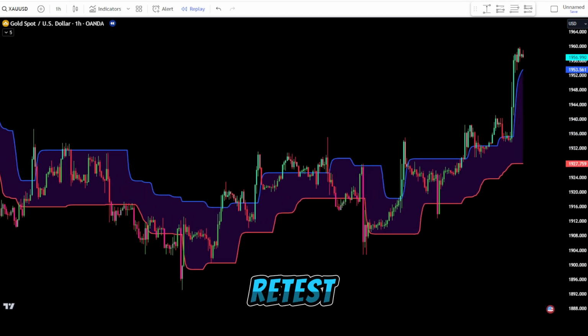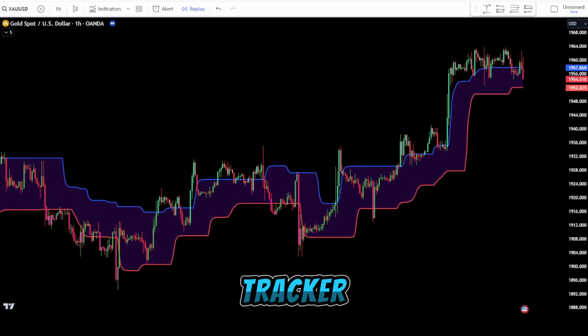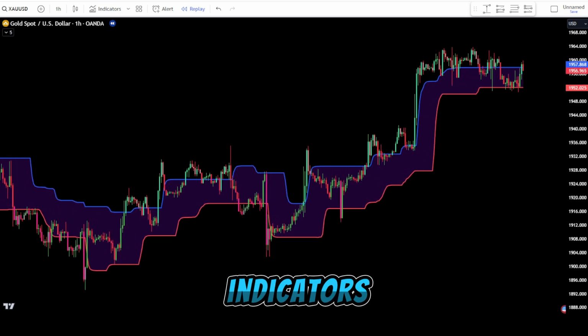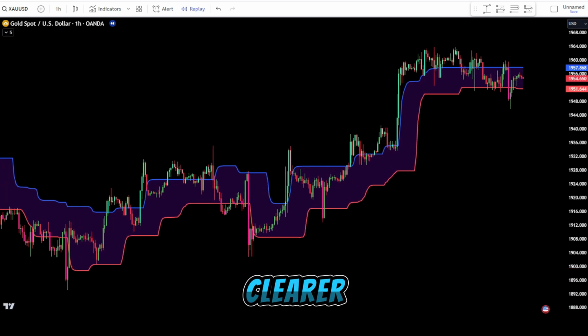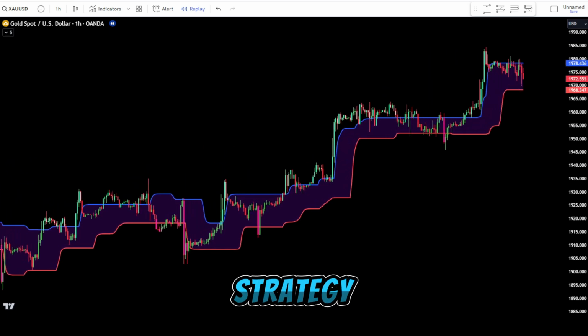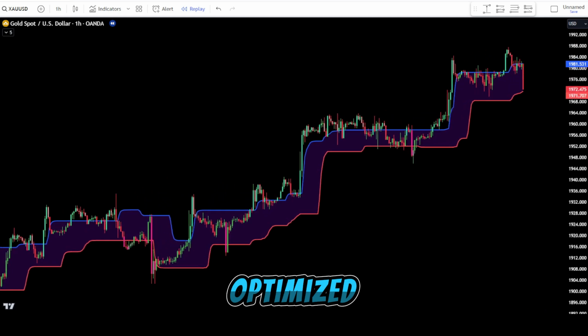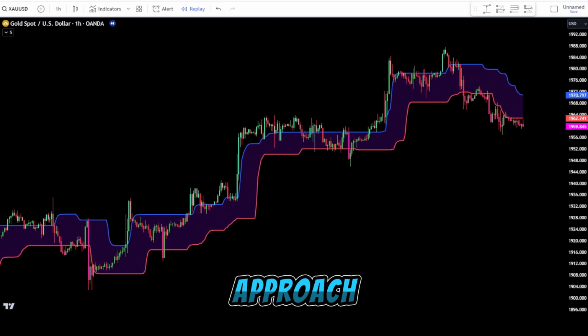B. Break and retest trading strategy using the high and low optimized trend tracker and UT bot alerts indicators. Slightly different from the first approach, in this second trading method, you have to wait until the price candlestick undergoes a retest back to the high and low optimized trend tracker area. For a clearer understanding, let's delve into the break and retest trading strategy using the high and low optimized trend tracker and UT bot alerts indicators with this second approach.